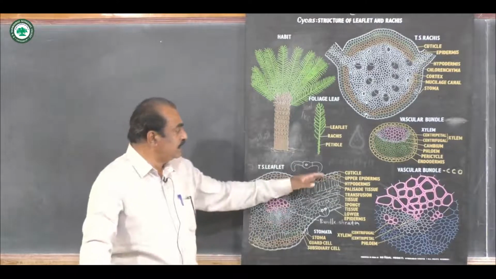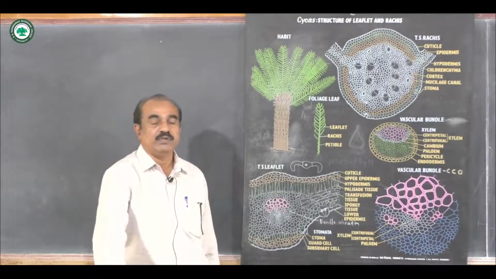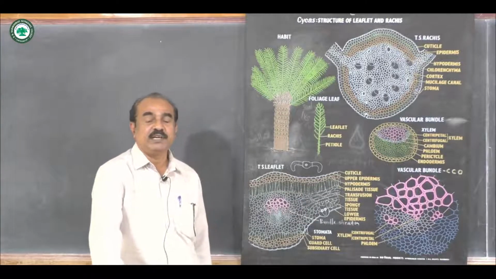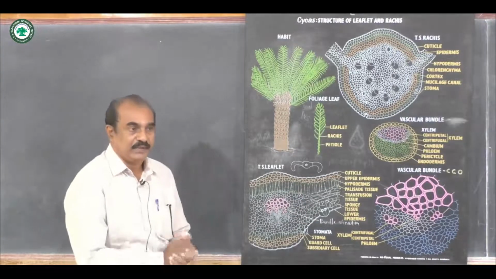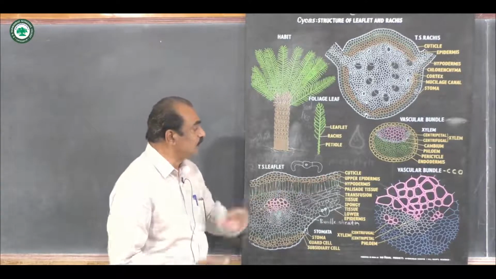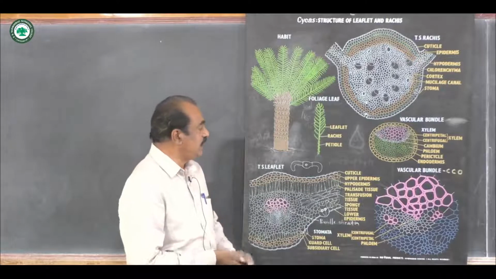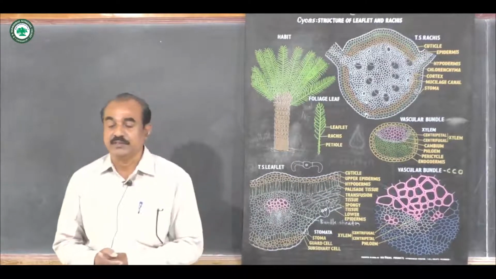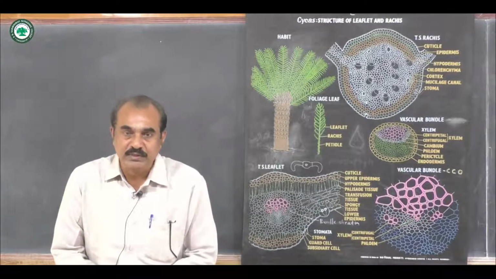Now, in between this upper and lower epidermis, there is the mesophyll tissue. But here in Cycas, this mesophyll tissue gets differentiated into two different parts. The mesophyll tissue which is below the upper epidermis is called the palisade. So, this is the palisade tissue. It is chlorenchymatous in nature. It performs the function of photosynthesis.